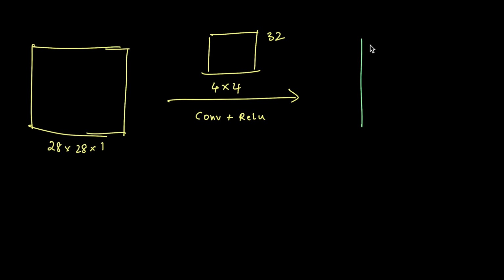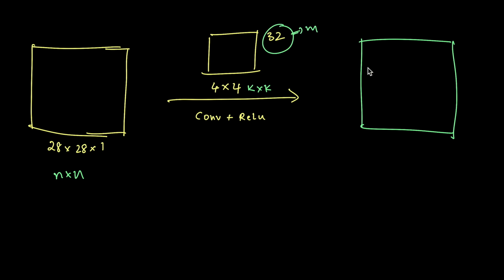And what will be the output shape of the convolutional layer? For this, we have already seen the formulas, right? Let's say the input is n cross n, the kernel is k cross k, and the number of kernels is m. In that case, my output shape will be n minus k plus 1 cross n minus k plus 1 cross m. I hope this is already known to you. If you didn't know this, that means you haven't watched my previous videos. Please watch them and then come to this video.